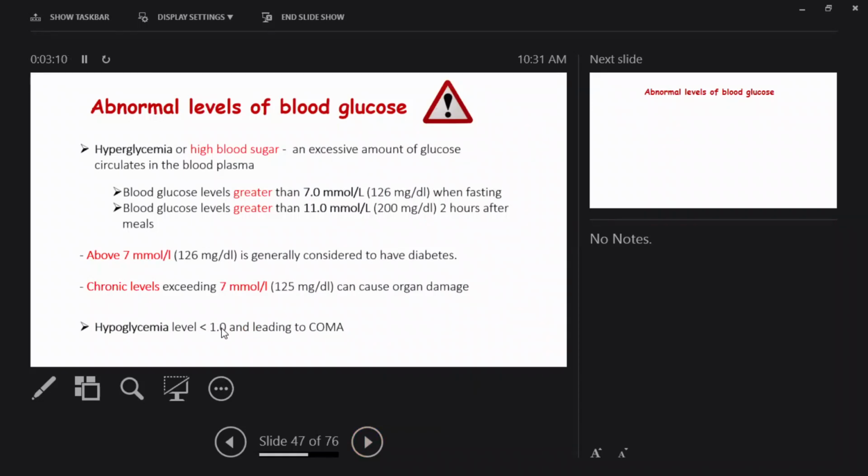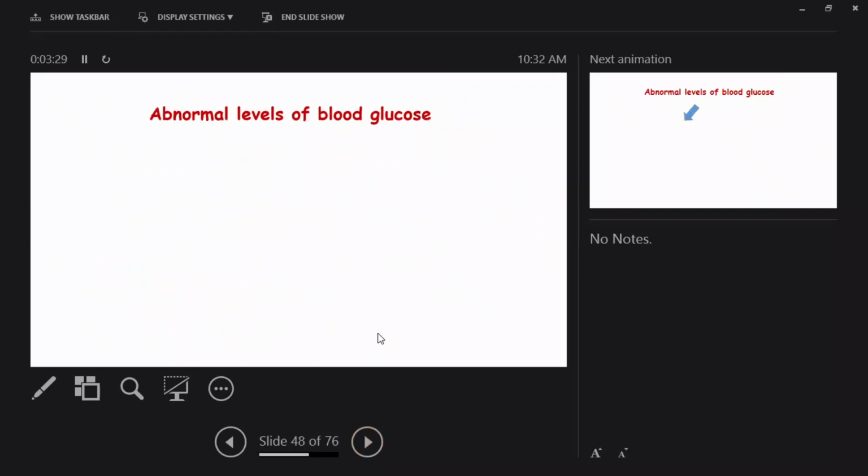Because we know that the only source of energy for the brain is glucose. So when there's a very low level of glucose in the blood, we cannot supply the brain with glucose, and then the brain cannot generate its energy. And when that happens, it can lead to coma and brain damage.